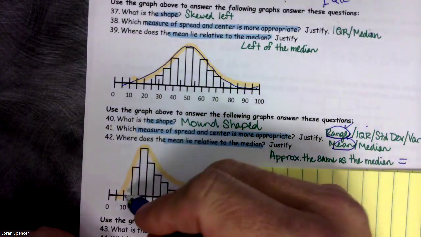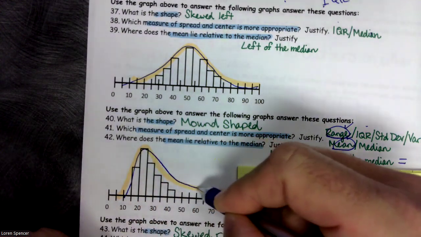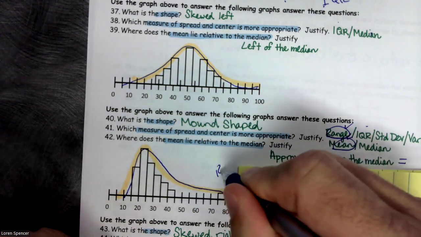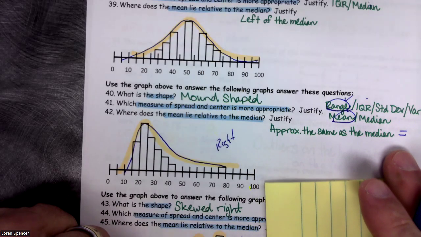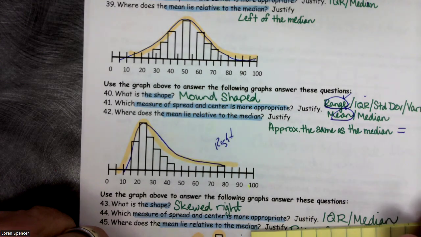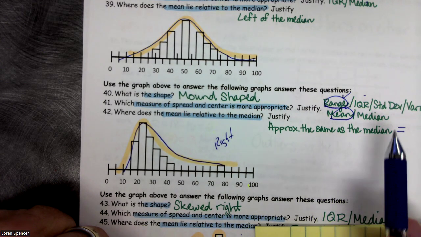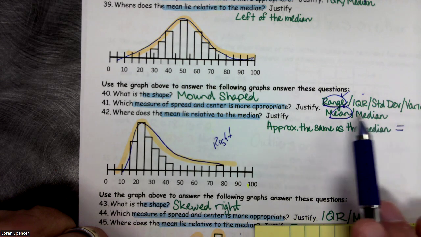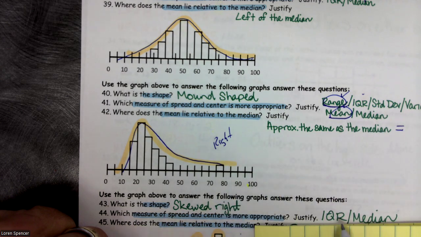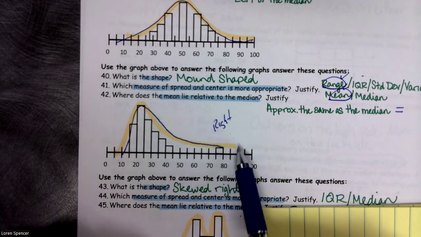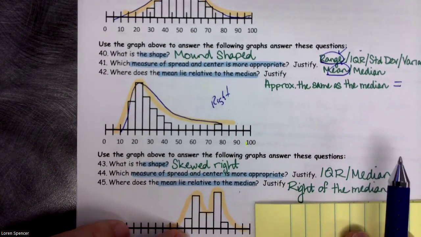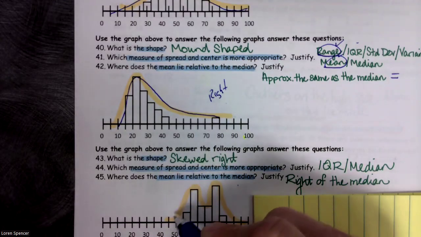All right, when I look at this, guess what? It's stretched to the right. If it's stretched to the right, that means it's skewed to the right. And as we said before, if it's skewed, the IQR and the median are the most appropriate measures, because range, standard deviation, variation, and mean are impacted by skewness and outliers. So because we have outliers and because we're skewed, the IQR and the median are our best measures. Where does the mean lie? Well, we wrote right. Skewed right, mean right.